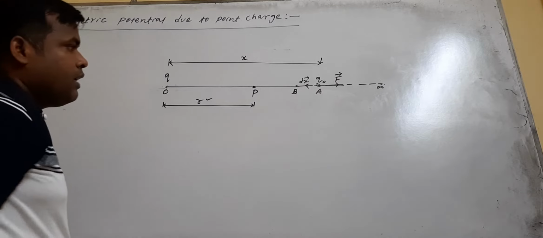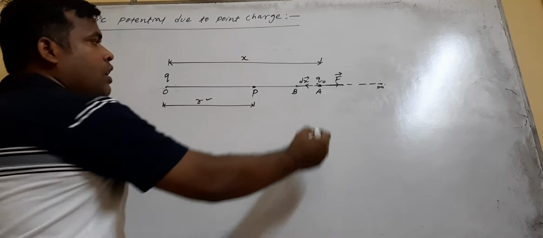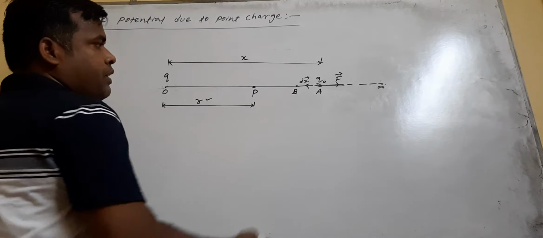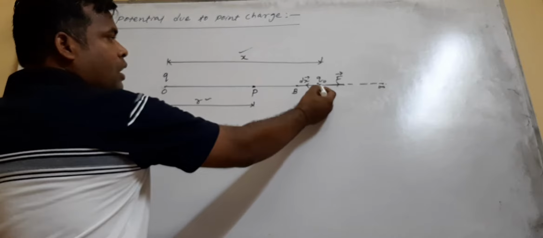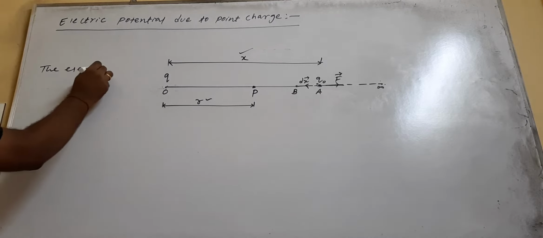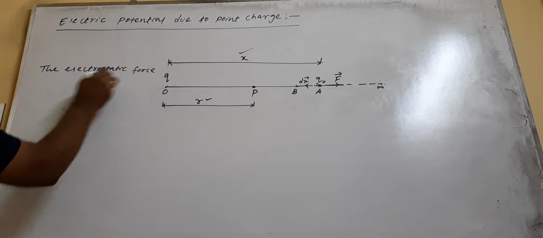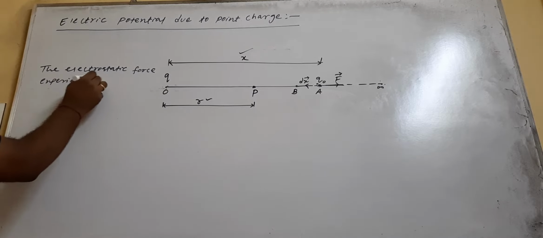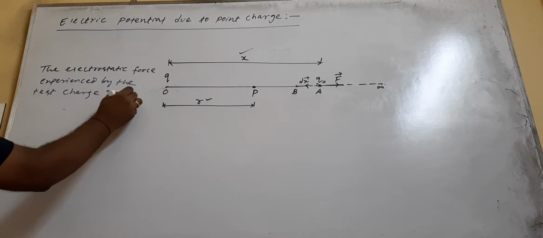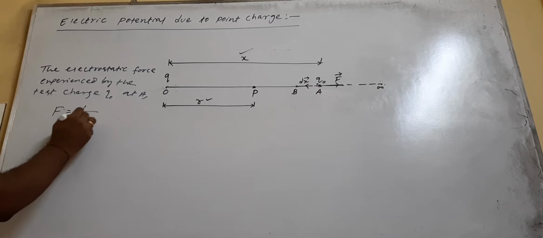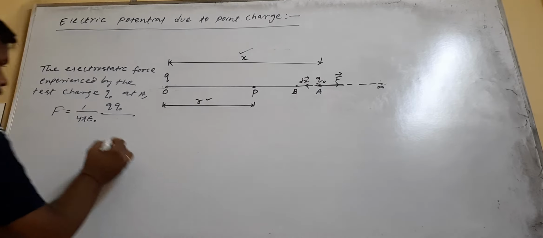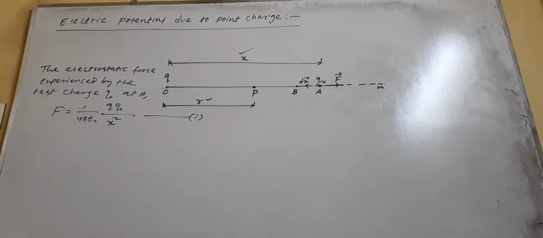Let A be an instantaneous position of the test charge Q0 during its motion from infinity to the point P. Let x be the distance of the point A from O. The electrostatic force experienced by the test charge Q0 at A, F is equal to 1 by 4 pi epsilon 0 Q0 divided by distance square, that is x square.